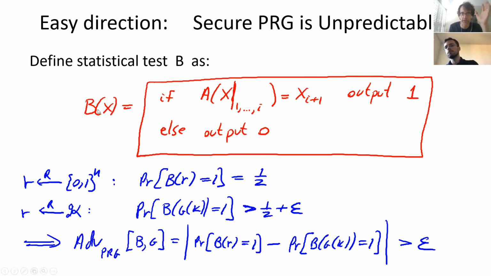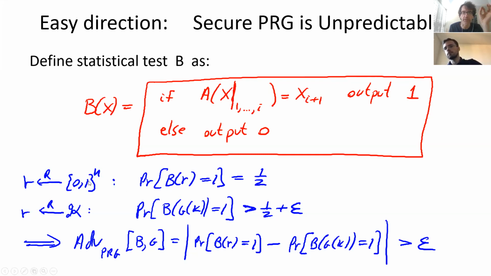So the procedure is clear. This B, given an x, is clear code for how B behaves. Let's see now, is this B a successful attack on a PRG? There are two cases. We have to look at what happens when x is a random string, and what happens if x is G(k) for a random seed k.